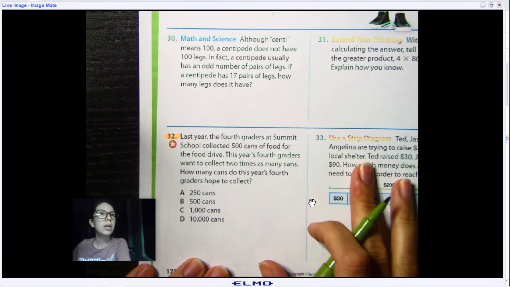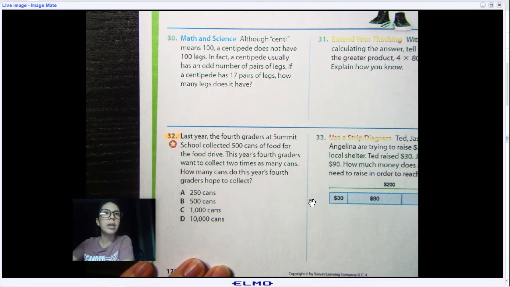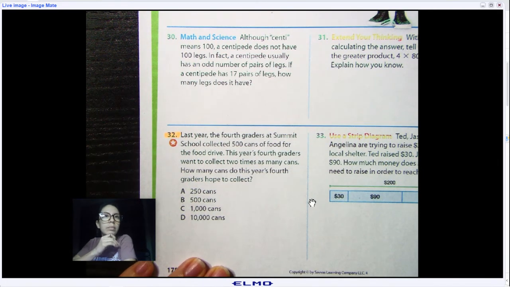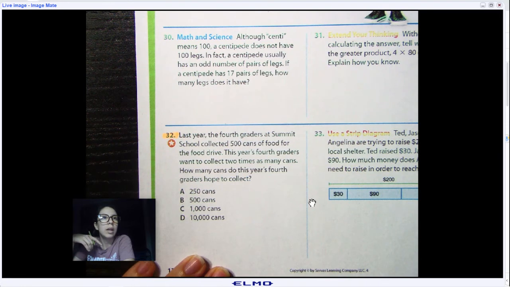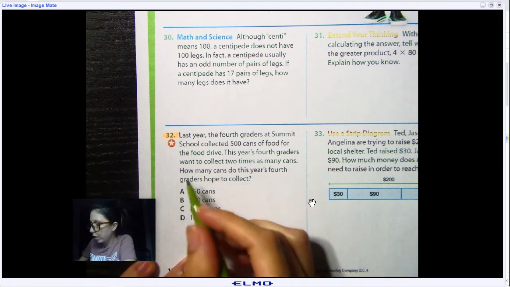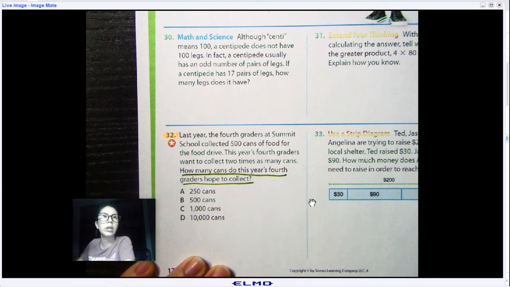Okay, let's go to your very last one. Last year, 4th graders at Summit School collected 500 cans of food for the food drive. This year's 4th graders want to collect 2 times as many cans. And we know when we hear times as many, it's multiplication. How many cans does this year's 4th graders hope to collect? Okay, so we want to underline what they're asking us. They want to know how many cans this year's 4th graders are going to collect.